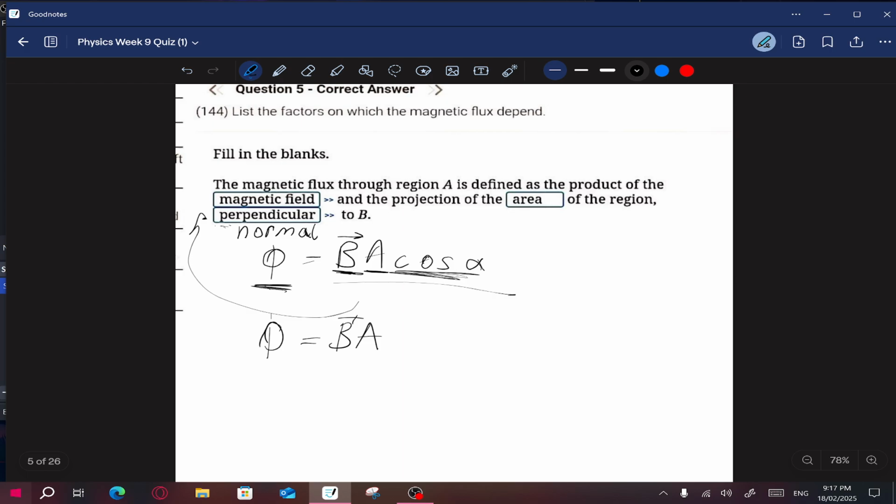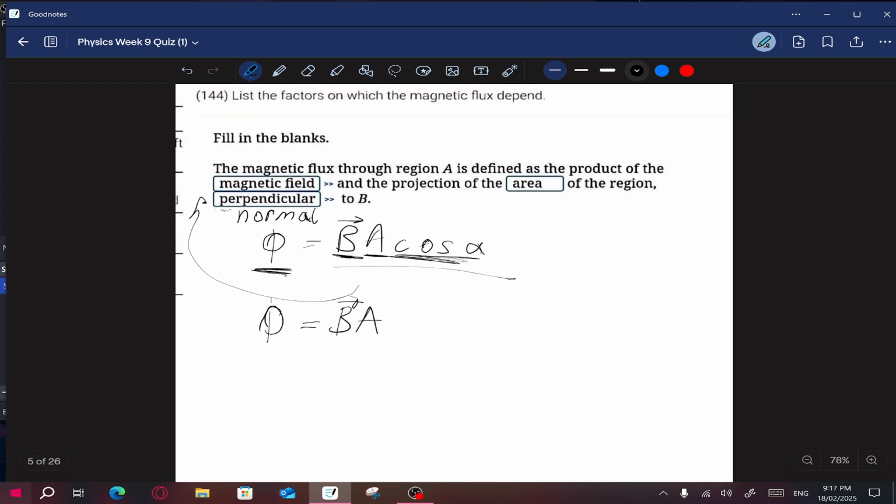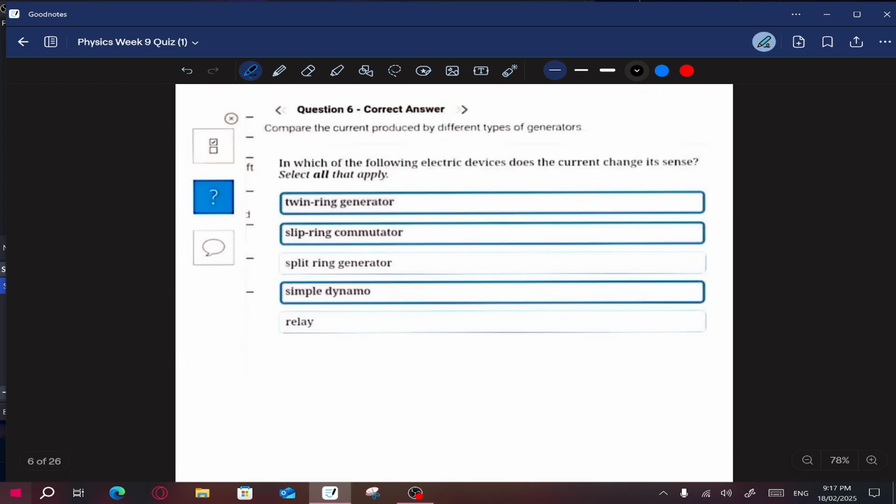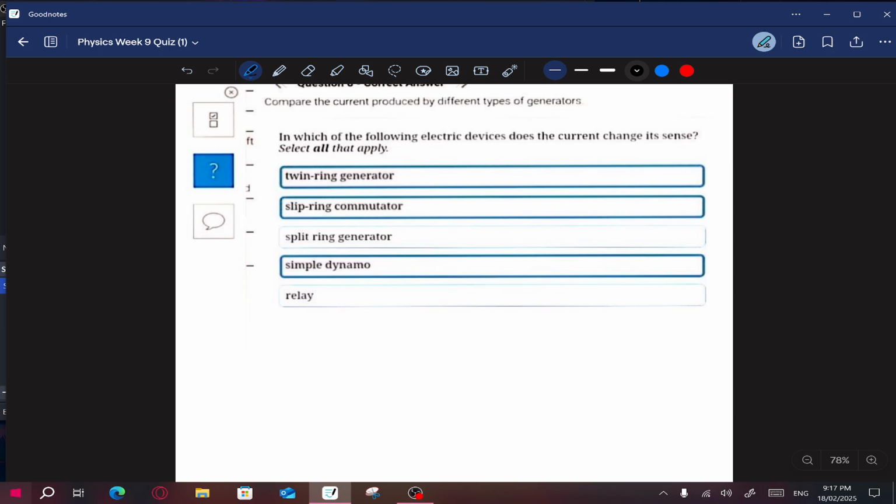Thus you measure it using the perpendicular region to fully define this, right, without the cosine alpha. Now, question 6. In which of the following electric devices does the current change its sense? When we say current changing its sense, it means it's alternating.